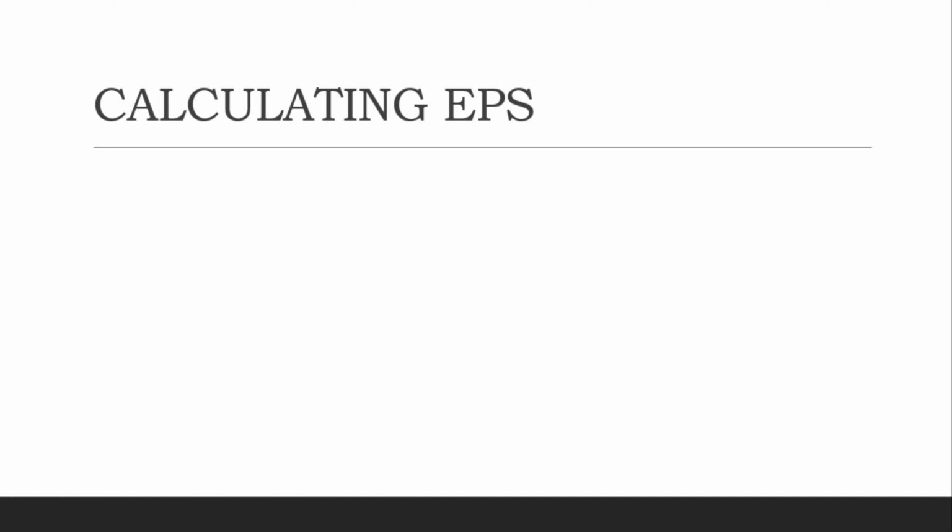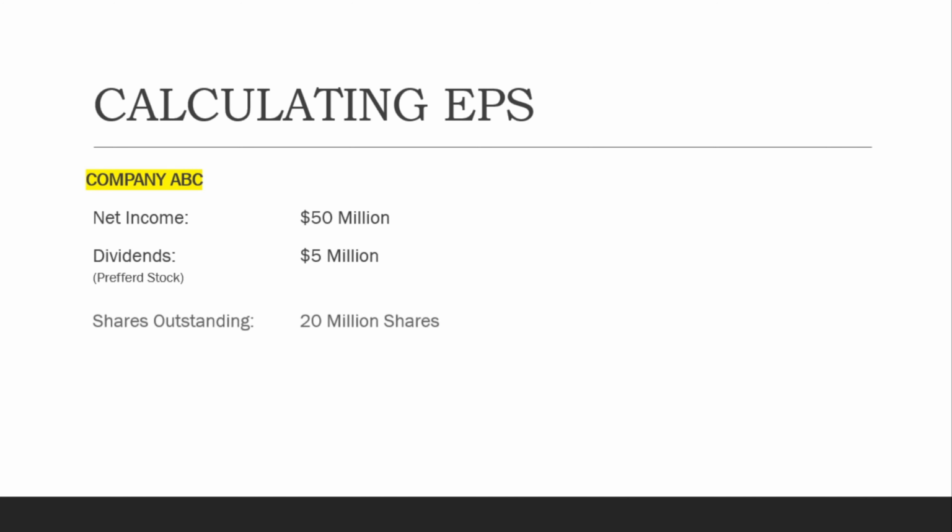So how do we calculate EPS? I'm going to give you an example of a company. This is a made-up company, so don't go out there trying to search up company ABC, which is a ticker symbol, but it's not a real ticker symbol. It might be real, but in this case we're using it as an imaginary company. Let's say the net income of that company ABC is $50 million. The dividends they pay out are $5 million, and the shares outstanding are 20 million shares.